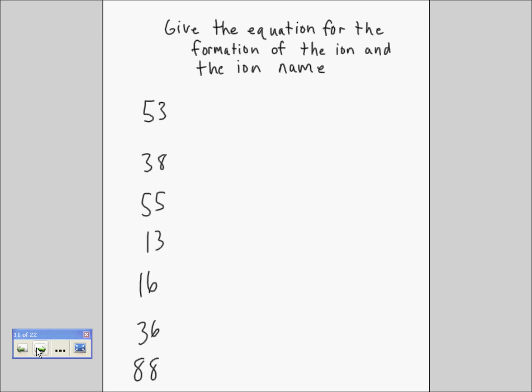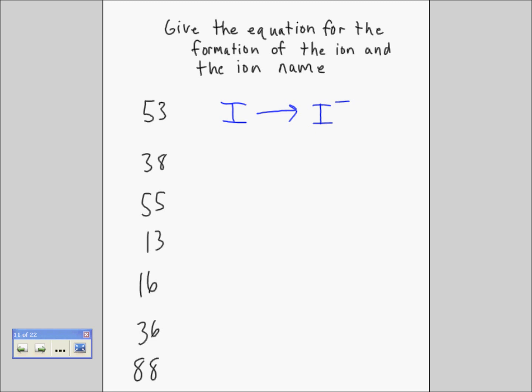Iodine. Okay, so iodine has the symbol I. How many skips to the nearest noble gas for iodine? 1. And is it left or is it right? To the right. 1 to the right. So what charge will the ion that you make from iodine have? It'll have a negative charge. That's good. A 1 negative charge.